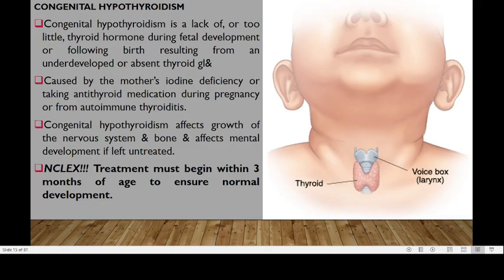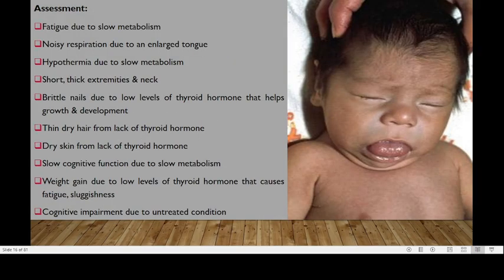The most common test point in NCLEX, this is what you need to know, that treatment of congenital hypothyroidism must begin within 3 months of age to ensure normal development of the peds. In terms of assessment of a patient with congenital hypothyroidism, patients are going to present with fatigue due to slow metabolism, noisy respiration due to enlarged tongue, and you can see it right here in our diagram.